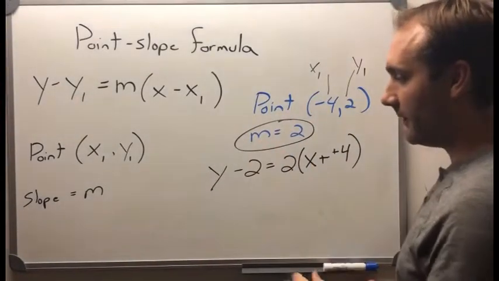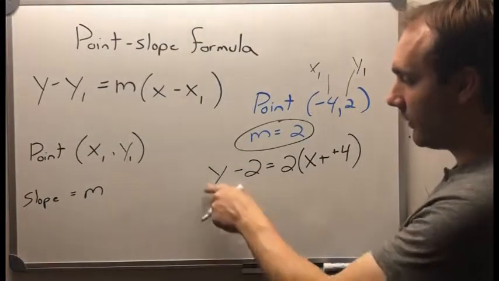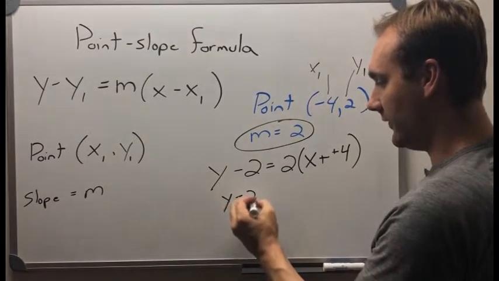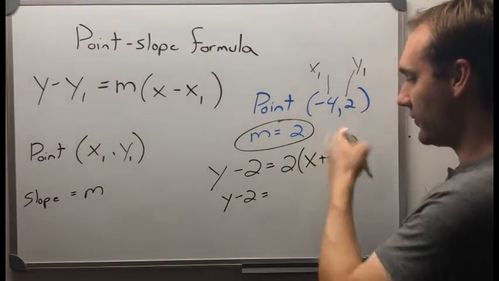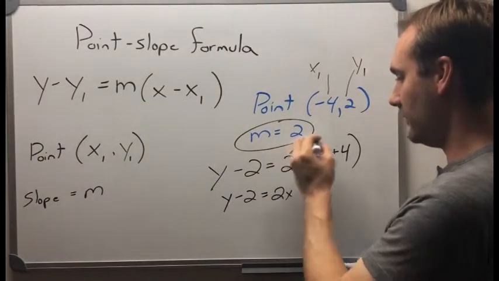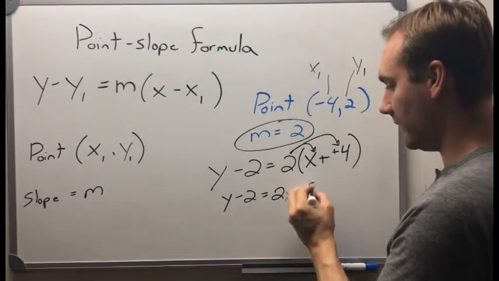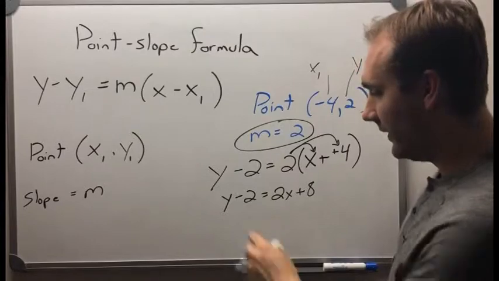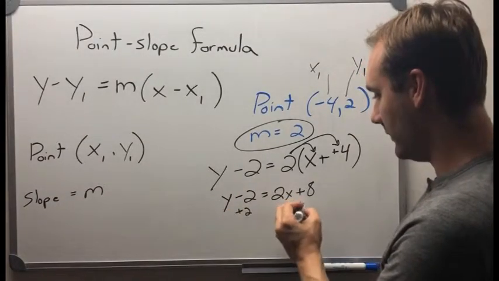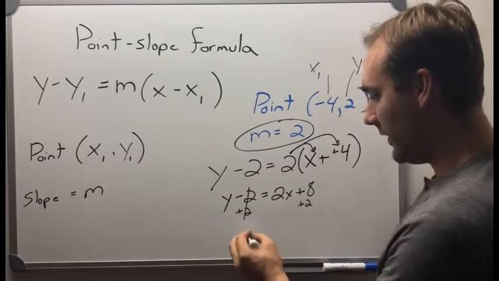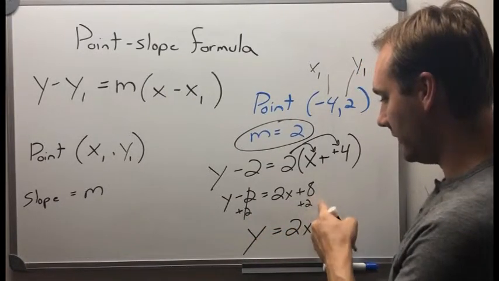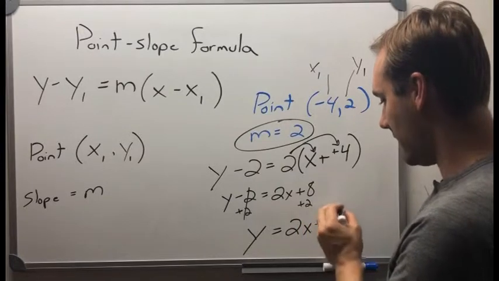So now we just need to simplify and solve for y, because we want to put this in slope-intercept form. So y minus 2 equals, I'll need to distribute my 2. So 2 times x is 2x, and 2 times positive 4 is 8. And last but not least, I need to move this -2 over. Opposite of subtracting 2 is to add 2 on both sides. That gives me y equals 2x plus 8 plus 2, which is 10.